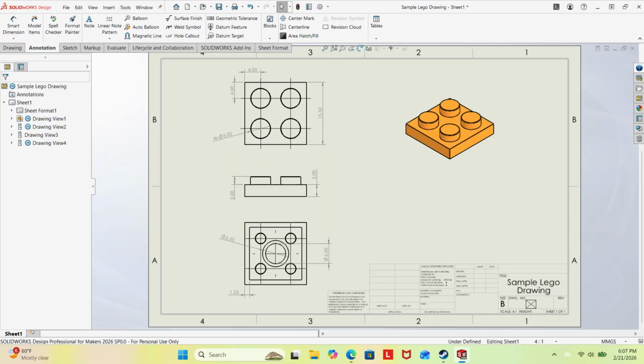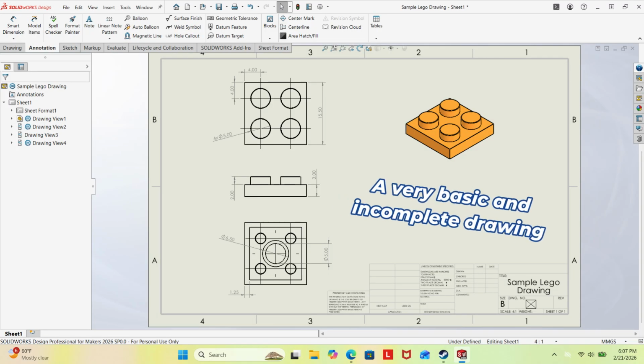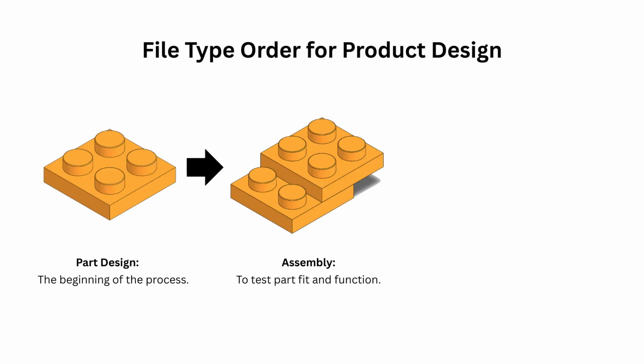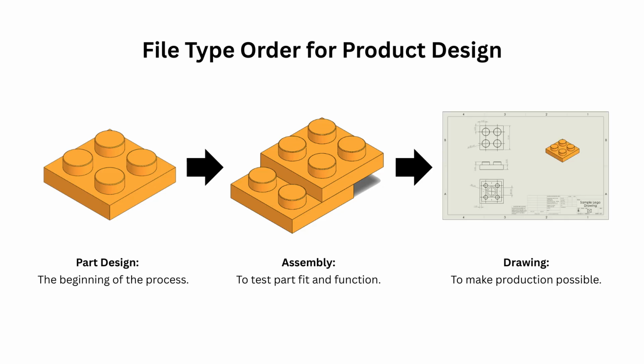And the instruction sheet showing how to build it is a drawing, or in this case, more like an assembly drawing. A part drawing would look a little more like this. If we put all of this into perspective when designing a product, parts are designed first, then you use assemblies to check the fit and function of the parts, and lastly, you create drawings to make production of them possible. So remember, parts are the pieces, assemblies show how the pieces fit together, and drawings explain how to build them.